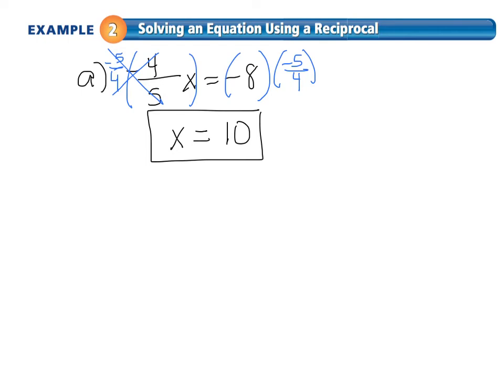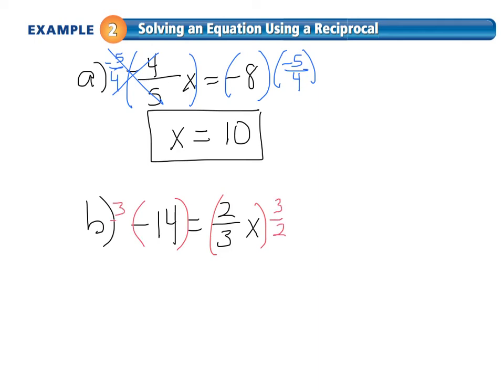You could plug that back in and take negative 4/5 of 10, and you would get negative 8. Let's try another one. Negative 14 equals 2/3 x. What would I do? I have to get rid of a times 2/3, so what would I do? You'd multiply by the reciprocal. What's the reciprocal of 2/3? 3/2. So that would give me x equals negative 14 times 3 divided by 2, which gives me what? It should give you negative 21.